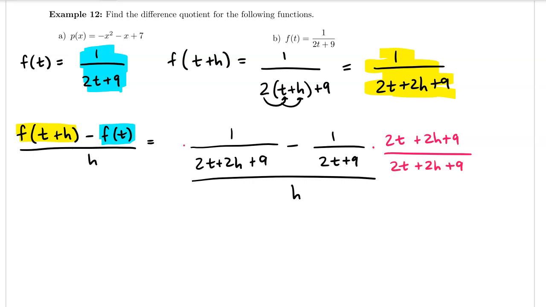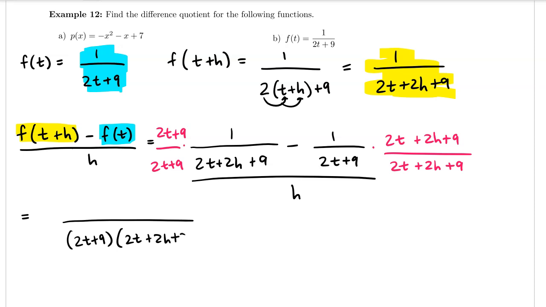And then this fraction, I'm going to multiply by 2t plus 9 over 2t plus 9. And if I do that, that's going to give me a common denominator. And in my denominator, I'm going to have 2t plus 9 times 2t plus 2h plus 9. Now, you might have an inclination to multiply that out, but you can actually just leave it like that and make your life a lot easier.